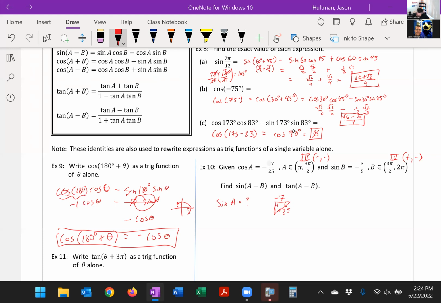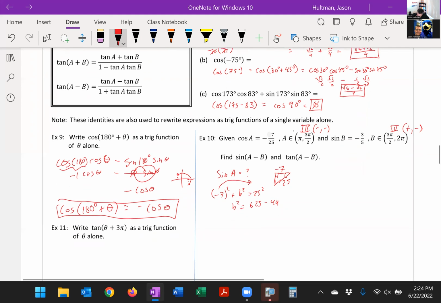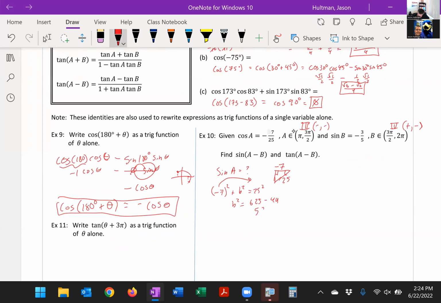So I'm going to use Pythagorean theorem here. Negative 7 squared plus b squared is equal to 25 squared. So b squared is equal to 25 squared minus 49. That's 7 squared. I moved the negative 7 squared to the other side. 625 minus 49, that is 576. B squared equals 576. So if I take the square root, b is equal to 24. That's cool. That's actually a Pythagorean triple, 7, 24, 25.